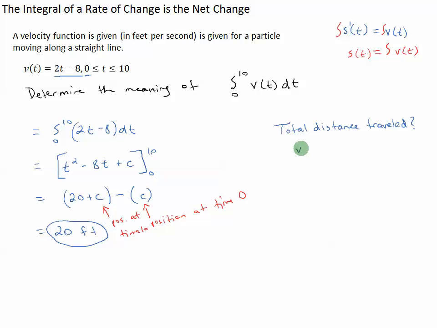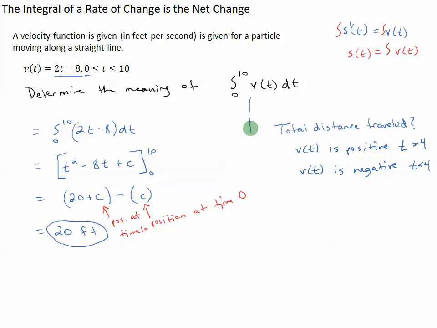We need to look at when the velocity is positive, and we need to look at when the velocity is negative, and then find the distances traveled on those time intervals. Well, this velocity is right here. If time is less than 4, we have a negative velocity. If time is bigger than 4, we have a positive velocity.